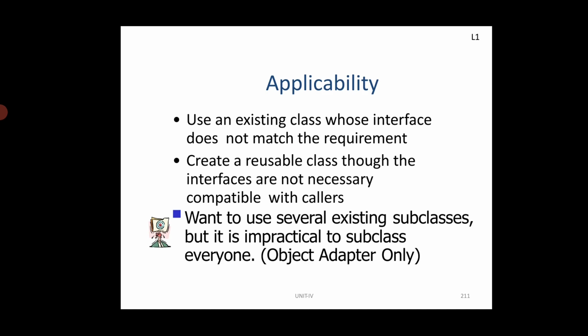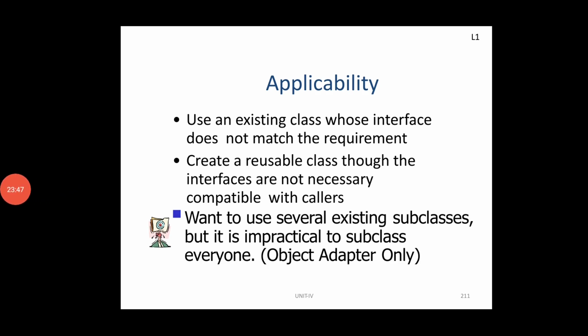Coming to the second point, if you want to create a reusable class that cooperates with unrelated classes, that is, classes that don't necessarily have compatible interfaces. We need to create a reusable class if the interfaces are not necessarily compatible with callers. That is the main applicability here.